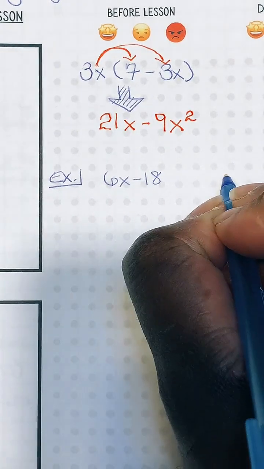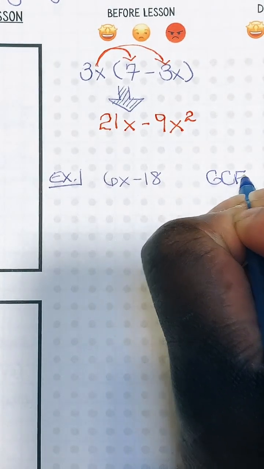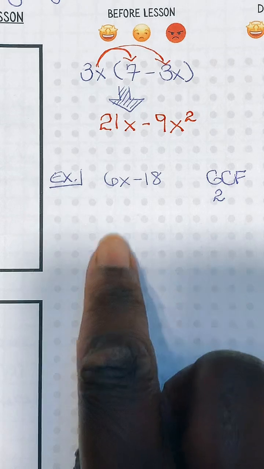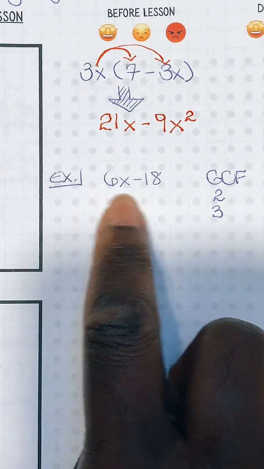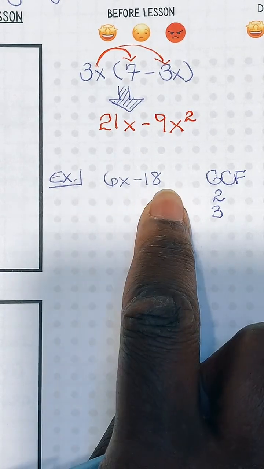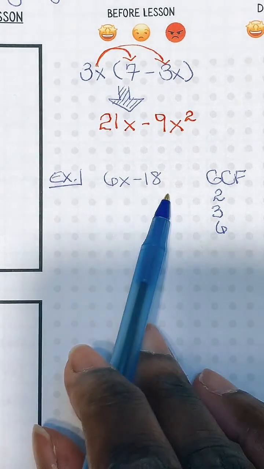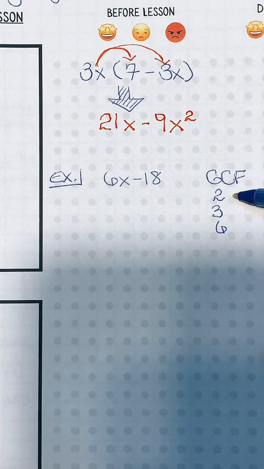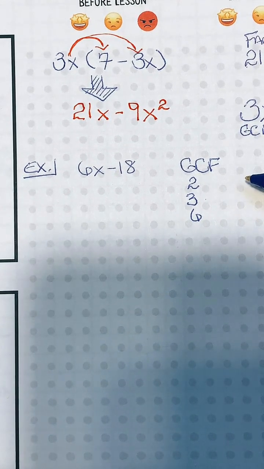What is the greatest? That's what we're looking for: the GCF. We know that 6 and 18 are both multiples of 2. We know that 6 and 18 are both multiples of 3. 6 and 18 are not multiples of 4 nor 5, but they're both multiples of 6. Not of 7, not of 8, not of 9, and we're going to stop. So, of these 3, which is the greatest common factor? Which is the greatest one?